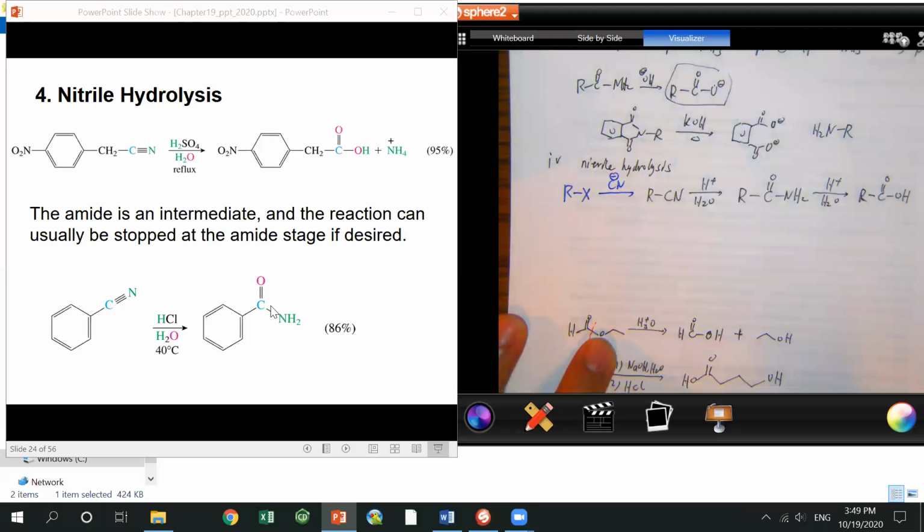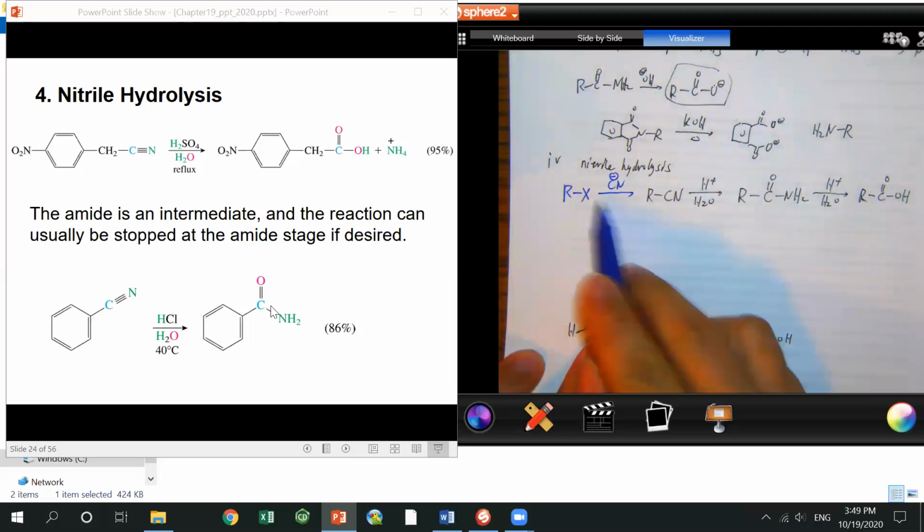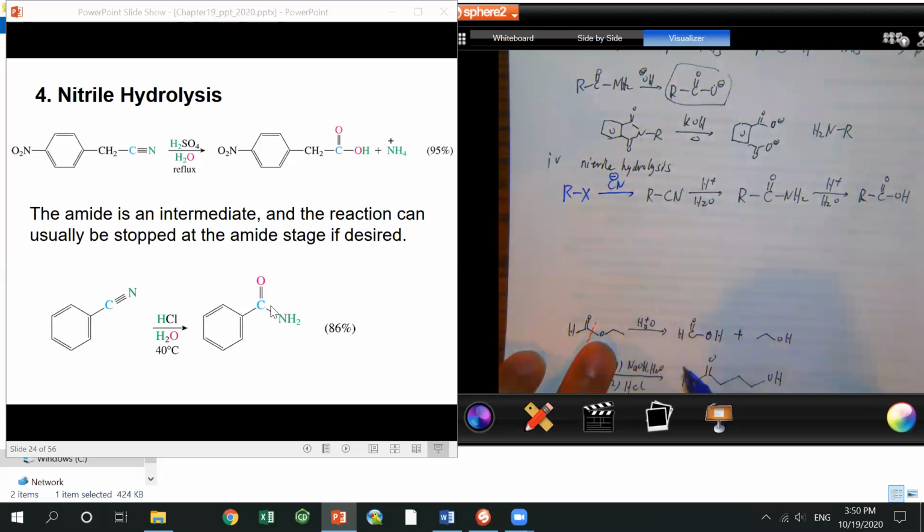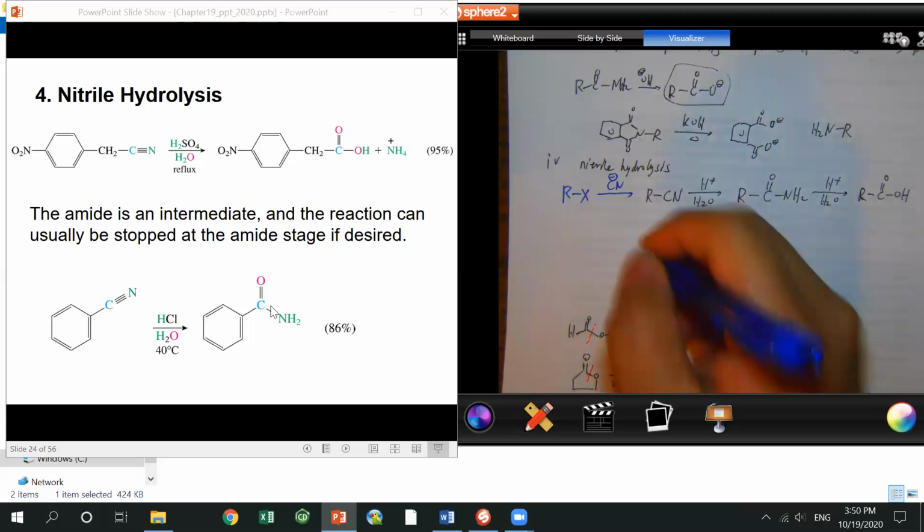You just do the SN2 reaction, give the nitrile compound, and then do the hydrolysis to the carboxylic acid. But this way is relatively less efficient. So we learned another way to do it in chapter 18. I don't know if anyone remembers it: Grignard reactions.